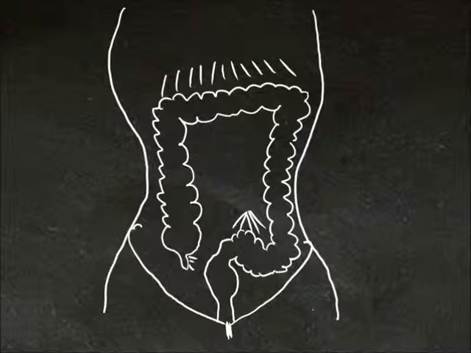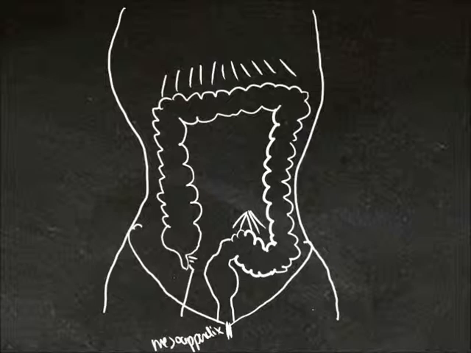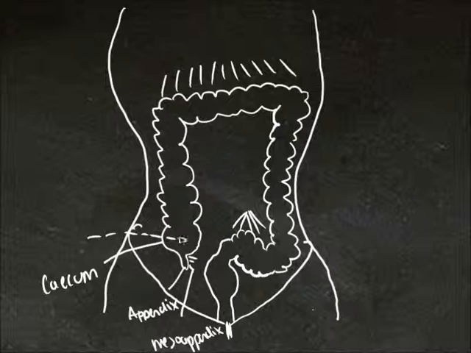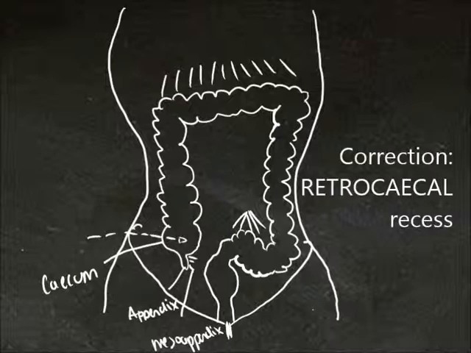Let's take a look at a diagram of the large intestine now. Here we have the mesoappendix and the appendix. The mesoappendix is just a piece of mesentery attaching to the appendix. Then we have the cecum, and behind the cecum is the retrocecal recess.